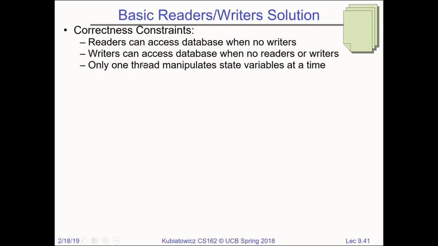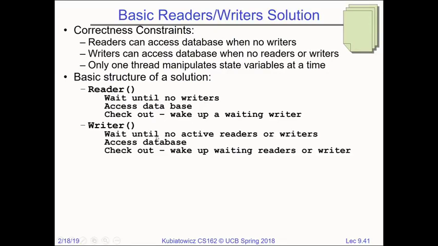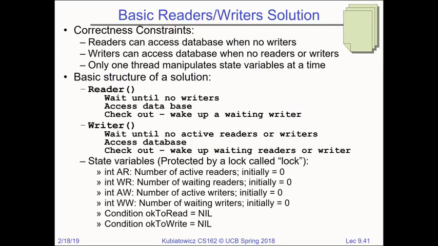Okay, so what is a state variable? Well, let's look. The basic structure is: the reader waits until no writers, accesses the database, and wakes up a waiting writer, if there is one. The writer waits until no active readers or writers, accesses the database, and then wakes up waiting readers or writers, keeping the constraints up there. So it seems like we could specify this problem with a bunch of variables, like, how about 4 integers and 2 condition variables. How's that sound?